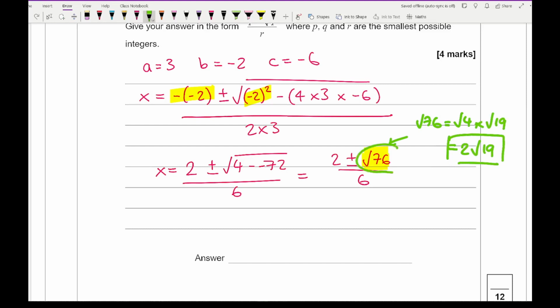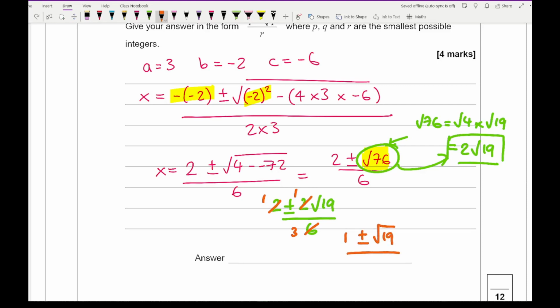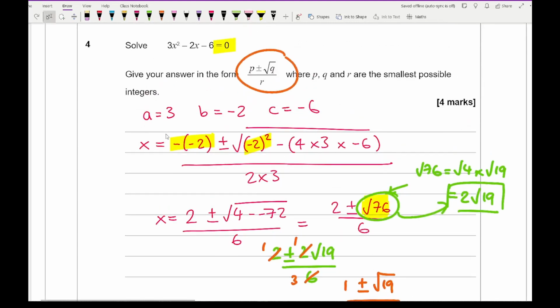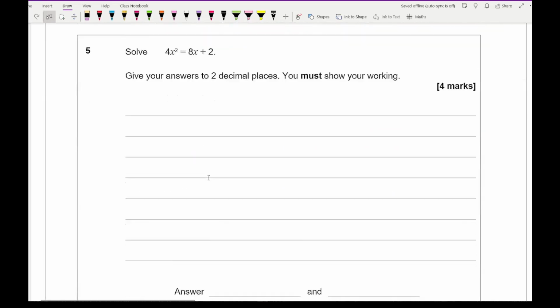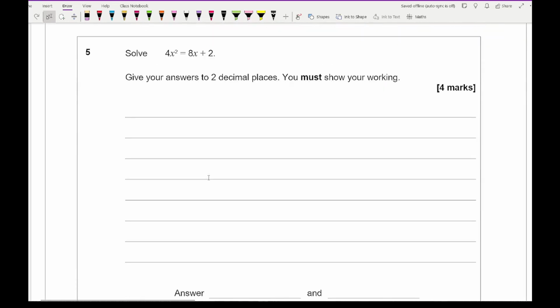So then swapping this with 2 root 19, I get 2 plus or minus 2 root 19 over 6. And then I can simplify by dividing by 2. So that becomes a 3, that becomes a 1, that becomes a 1. So I get 1 plus minus root 19 over 3, which, going back, is the exact way they wanted me to write my answer.